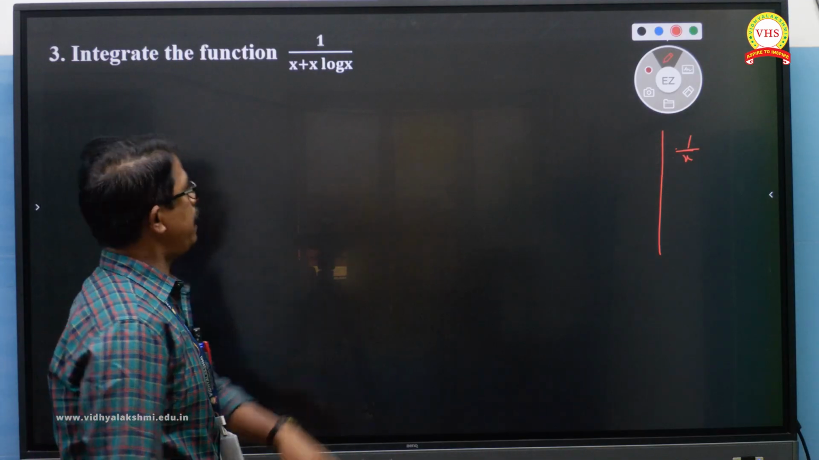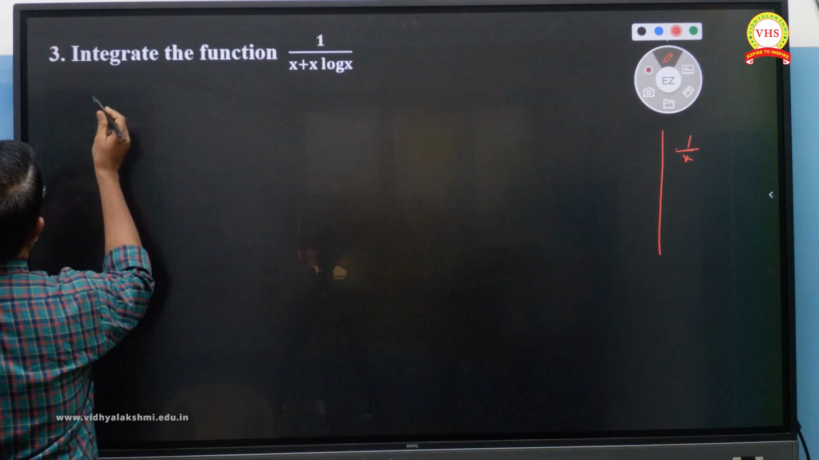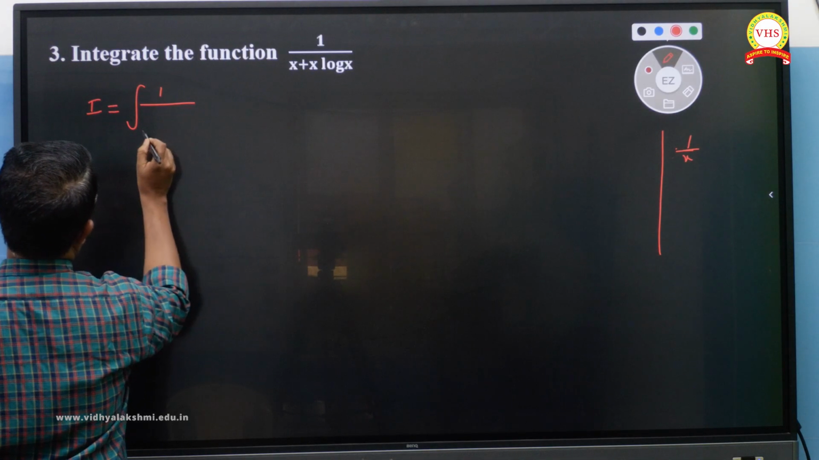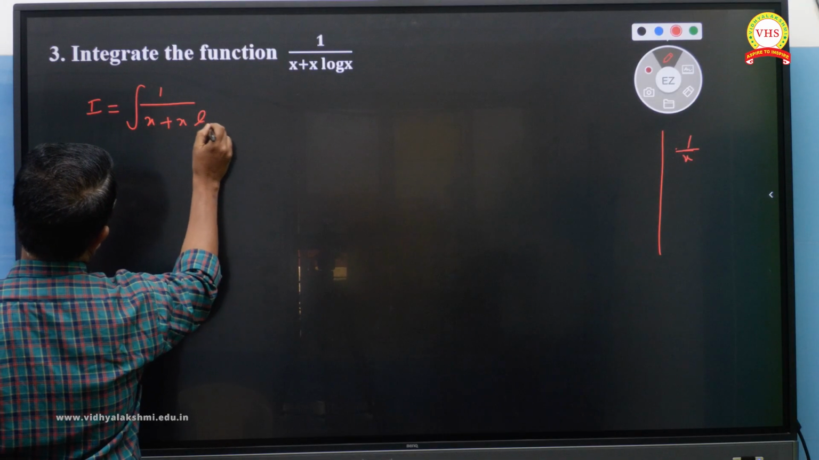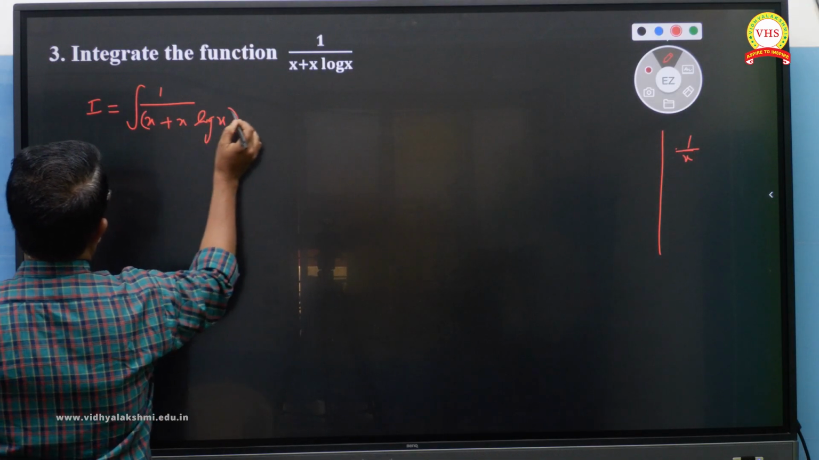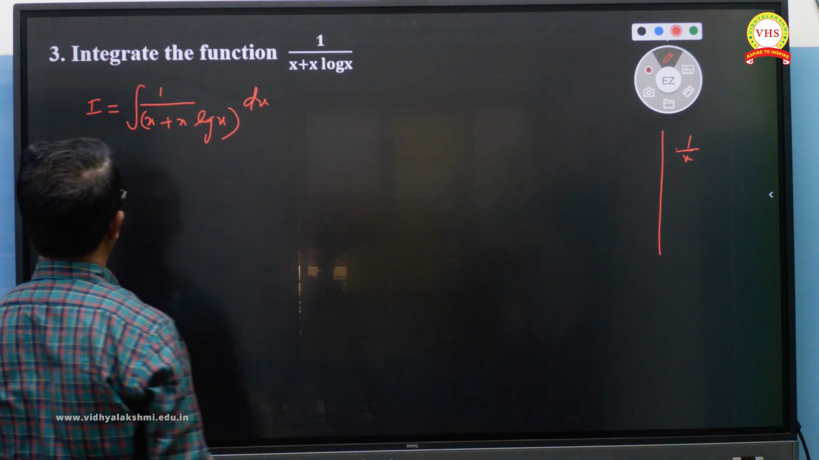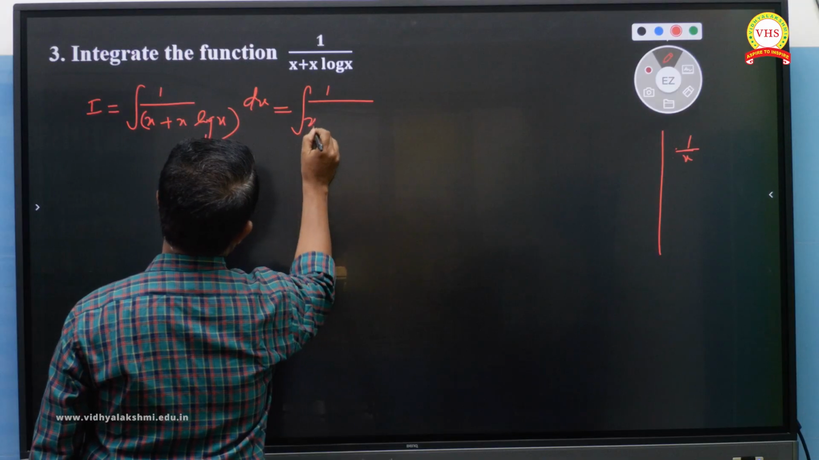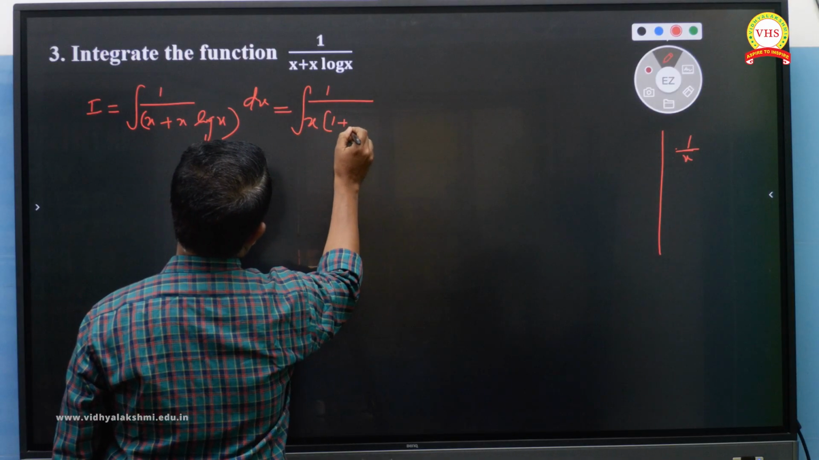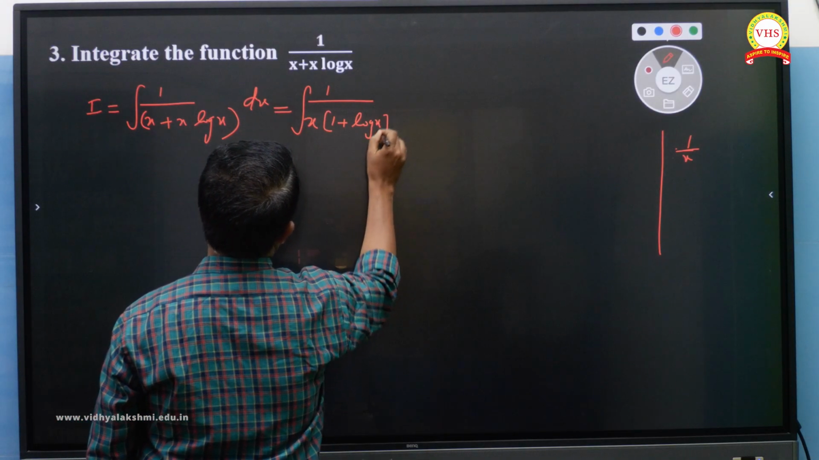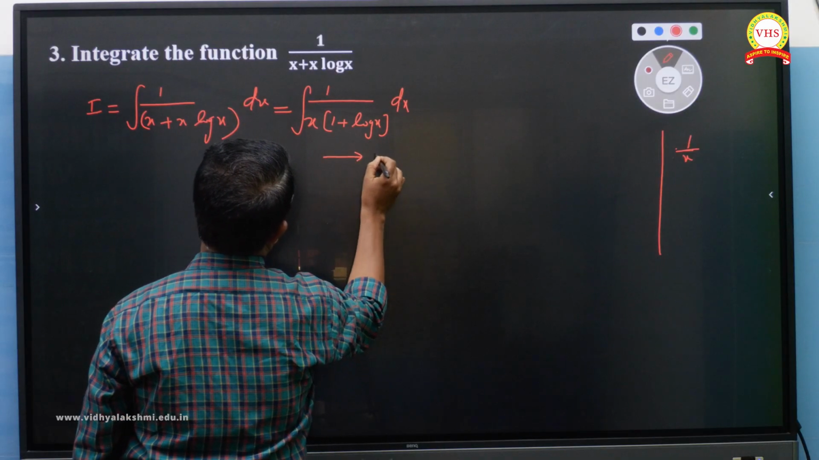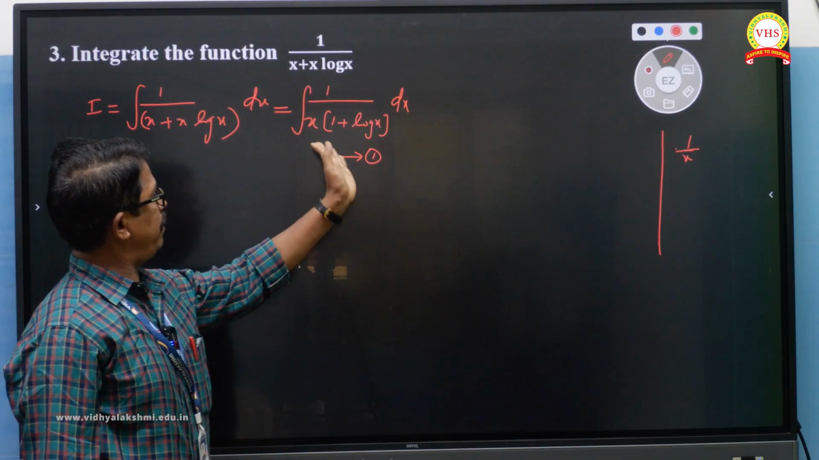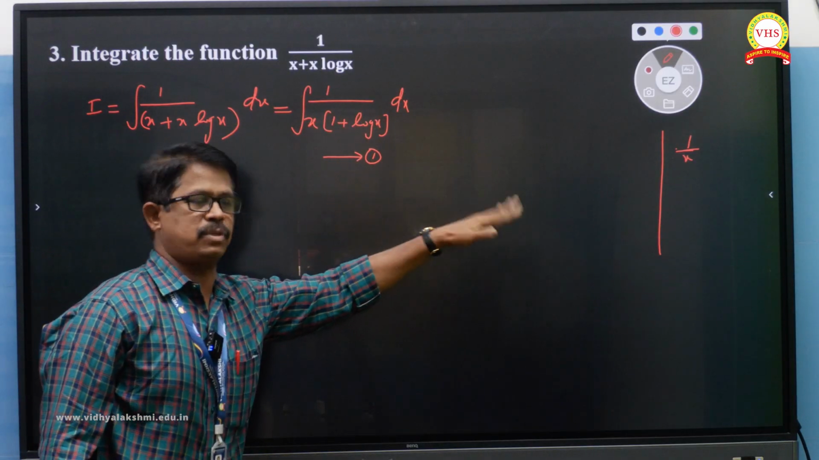Now we are going to see, separate, take out from the denominator the rational function, that is integral of 1 by x plus x into log x into dx. Now I am going to make some adjustment here. 1 by x taken commonly outside, it is 1 plus log x into dx. Now we may call this equation number 1. Don't bother about the constant, because when you differentiate any constant, it becomes 0.